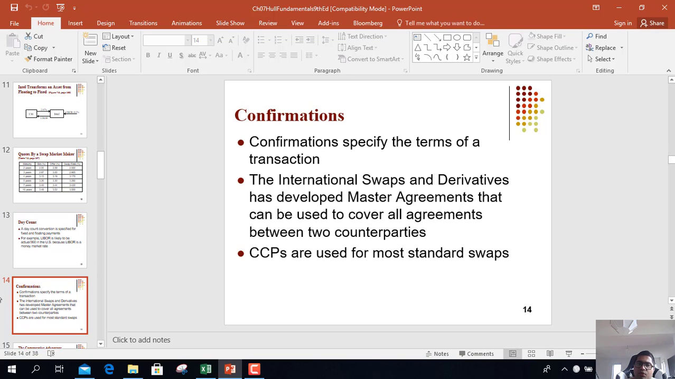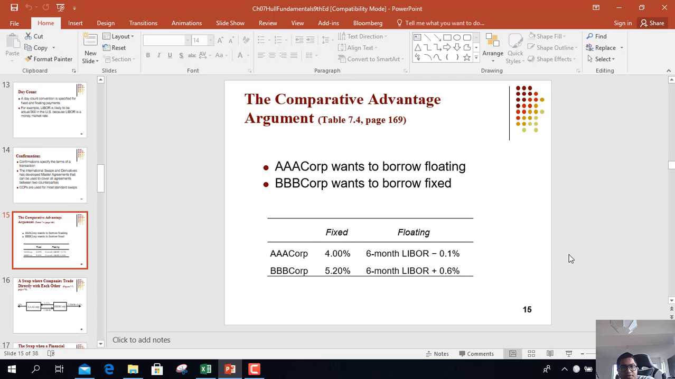Now, whenever you get into a swap transaction, you get a confirmation. The confirmation specifies the terms of the transaction. There is a body called the International Swaps and Derivatives Association that has developed master agreements, which are like blueprints that each company can use to make bilateral agreements. Most of the time, a central party is used for standard swaps.